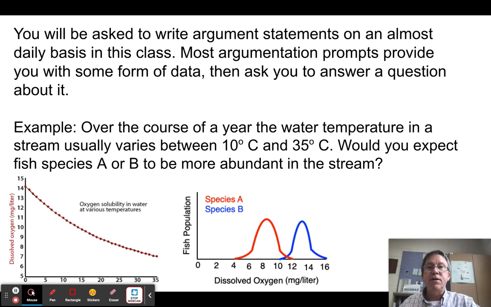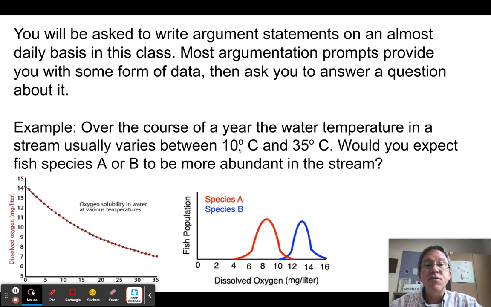So let's give an example here. Over the course of a year, the water temperature in a stream usually varies between 10 and 35 degrees Celsius. Would you expect fish species A or fish species B to be more abundant in the stream? So in this case, I have to extract information from a graph. Graphs are a pretty common way of presenting evidence in APES, although sometimes you're given data tables or other ways of presenting data. But in this case, it's a graph, which is probably the most common.